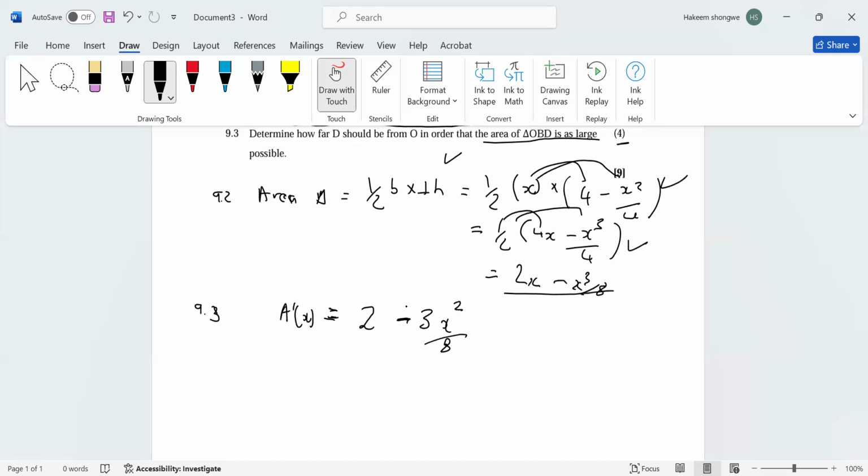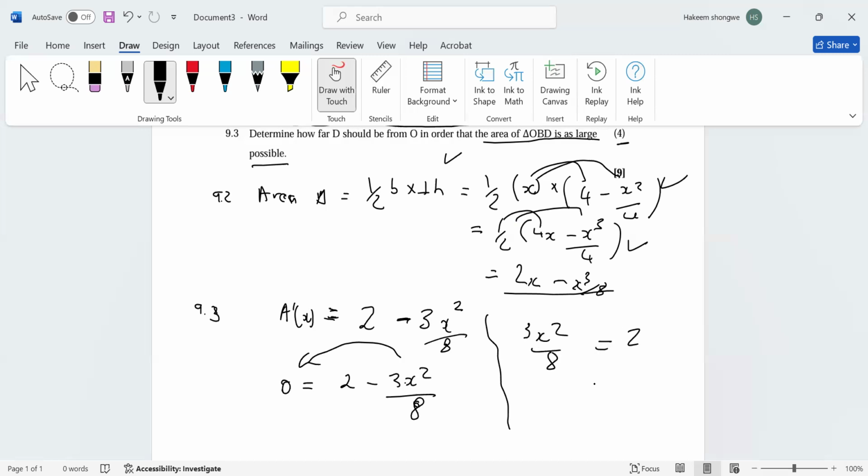For the largest area, we set area prime to 0. So 0 is going to be equal to 2 minus 3x squared over 8. Then transpose the minus 3x squared over 8 to the other side. What do you get? 3x squared over 8 is equal to 2.